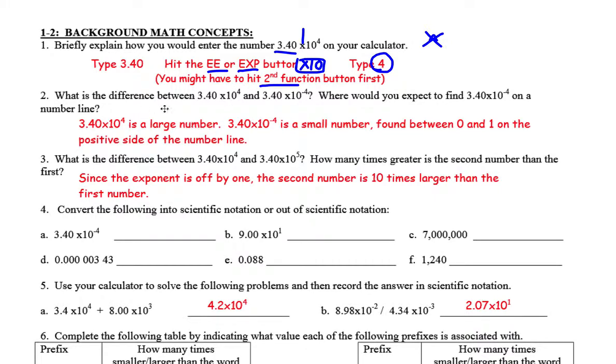All right, what's the difference between 3.40 times 10 to the fourth and the same coefficient times 10 to the negative fourth? Where would you expect to find a negative fourth on a number line? Well, you should be thinking positive exponent means multiply. So whenever you have a positive exponent like 10 to the fourth, you multiply 3.40 times 10 four times. So it's going to get bigger, bigger, bigger. So you take that decimal mentally and you say, well, it's going to shift to the right and it's going to keep getting bigger. This negative exponent tells us go the opposite way.